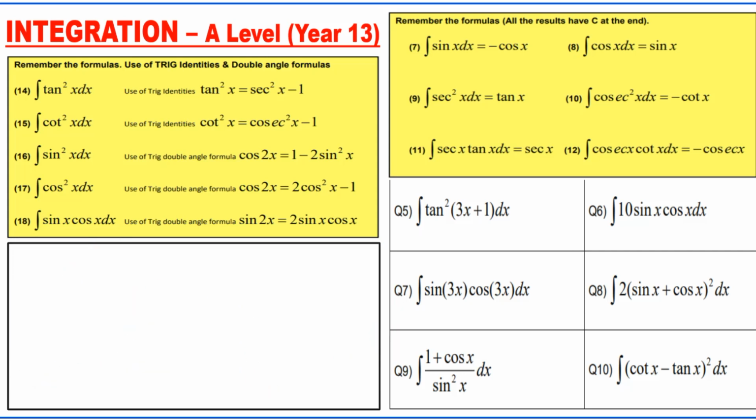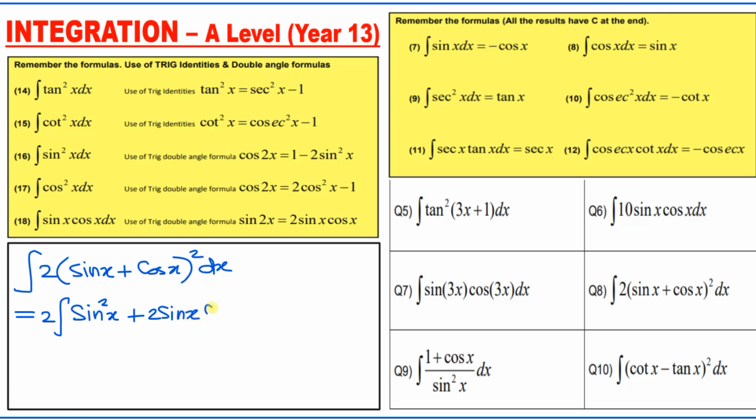So question number 8 is integrating 2 times (sin x plus cos x) squared dx. Now what we need to do is expand this first. So I'm going to keep the 2 outside of the integration of sine squared x plus 2 sine x cos x plus cos squared x dx.